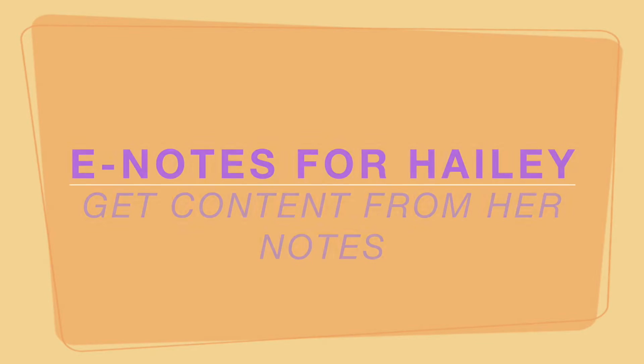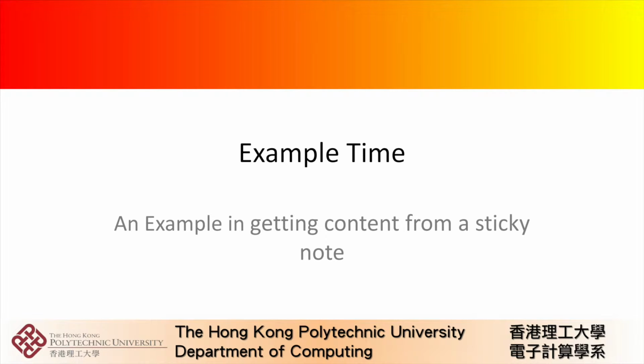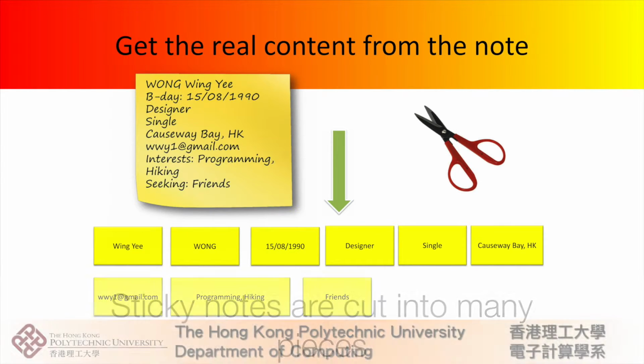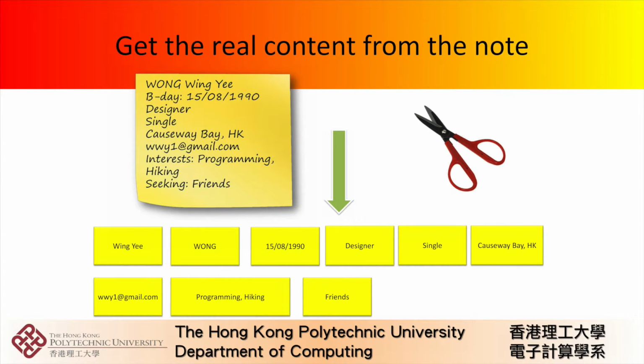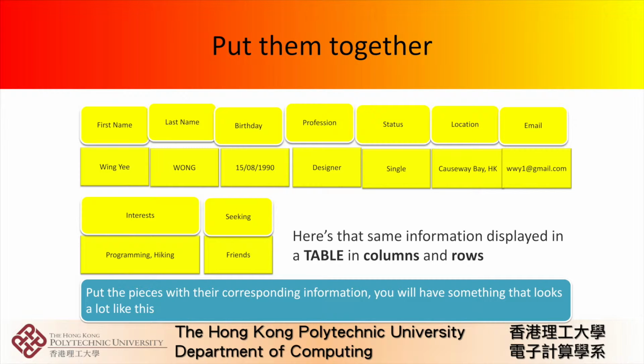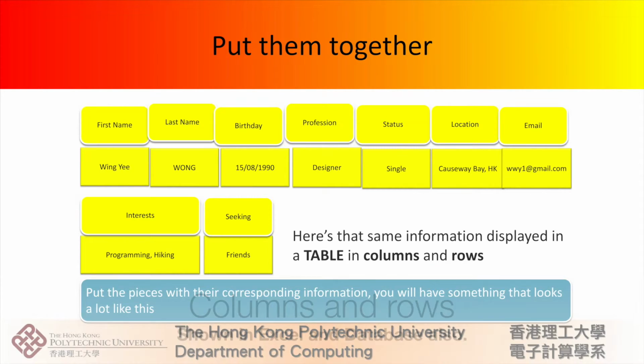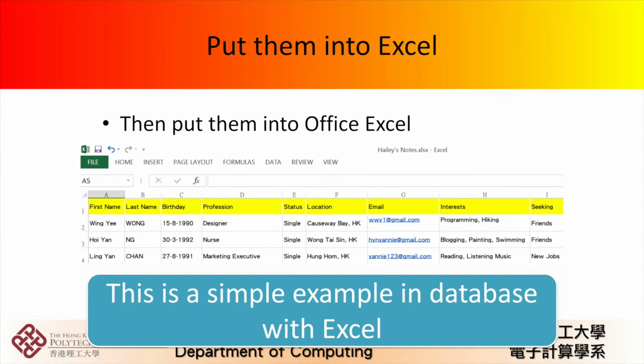Next is the example time to get content from a sticky note. If you cut the notes into many pieces, you can get something that looks like this. Put the pieces with their corresponding information, and you will have something that looks like this. Here is just some information displayed in a table in columns and rows. Then put them into Microsoft Excel. This is a simple example of a database with Excel.